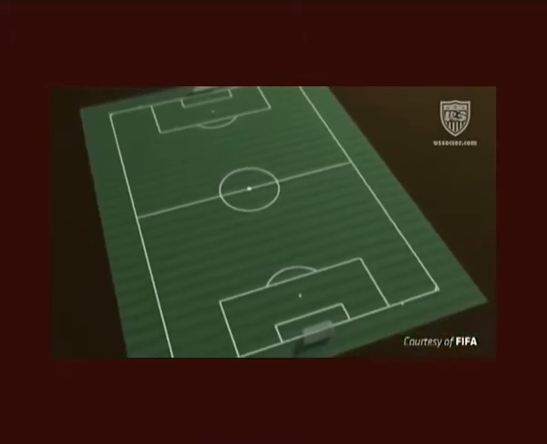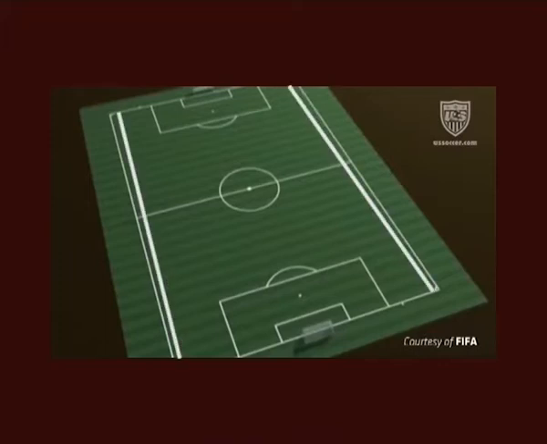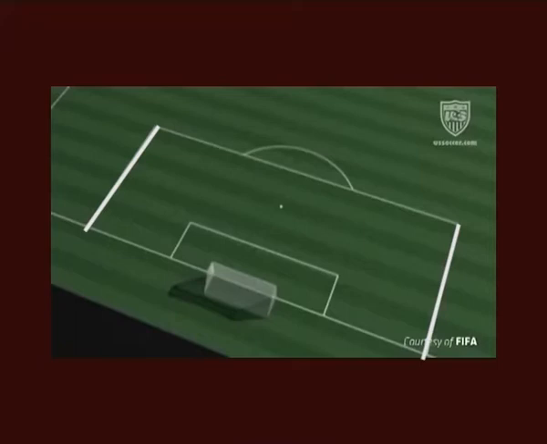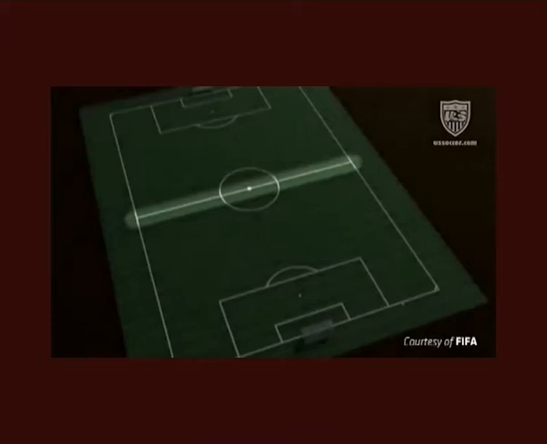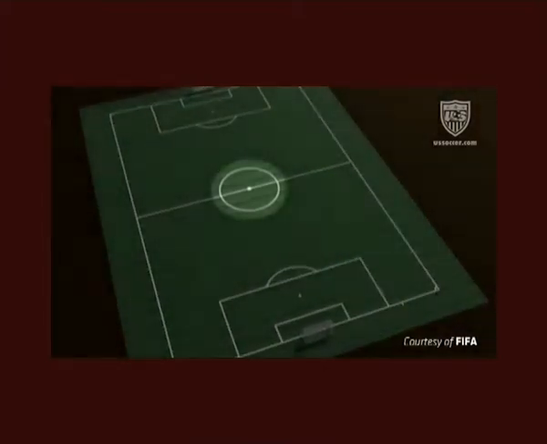Next is the field markings. The field of play must be rectangular and marked with lines. These lines belong to the areas of which they are boundaries. The two longer boundary lines are called touch lines. The two shorter lines are called goal lines. The field of play is divided into two halves by a halfway line, which joins the midpoints of the two touch lines. The center mark is indicated at the midpoint of the halfway line.